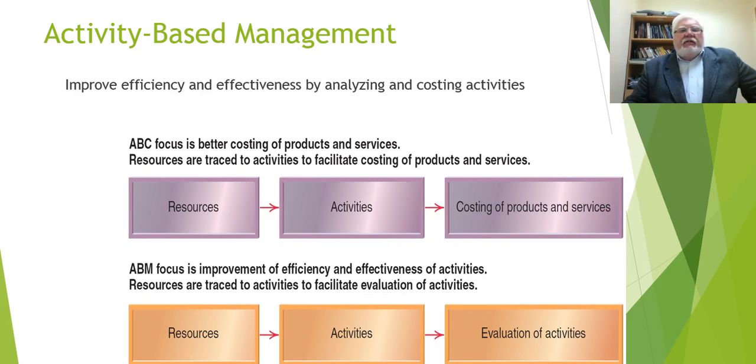Now, ABC, for product costing and services, looks at the resources that are traced to the activities to facilitate the costing of the products or services. That's activity-based costing. Activity-based management is the same idea. We are looking at the resources that are traced to the activities, but then we focus on the activities, we manage those activities, we evaluate those activities. And if we can reduce the number of times an activity is performed, we should be able to reduce the cost. That's the idea here. Now I'm talking period costs and product costs.